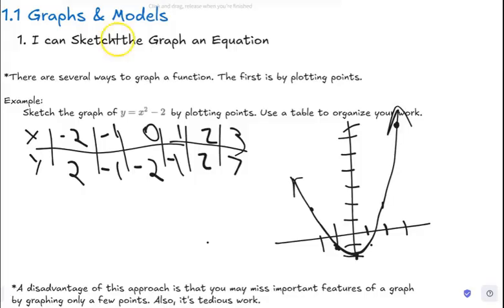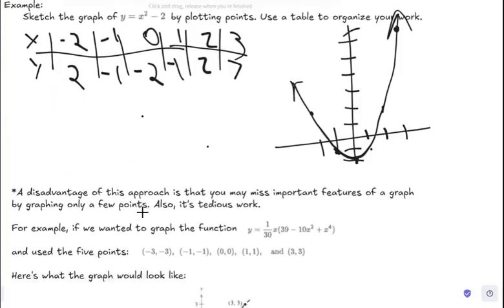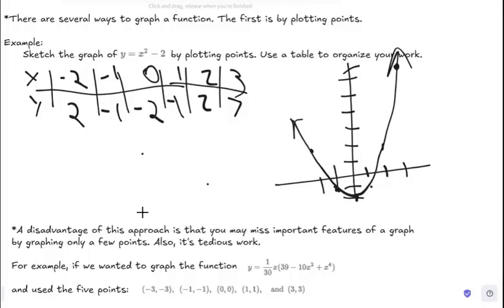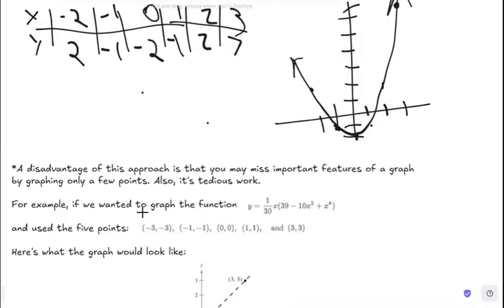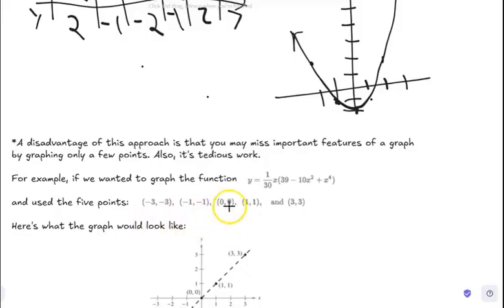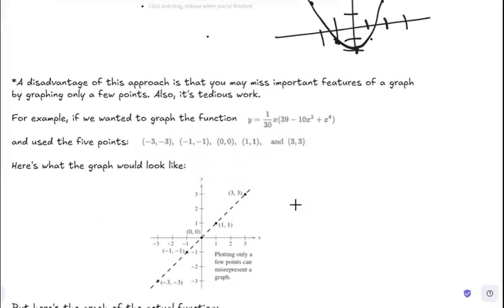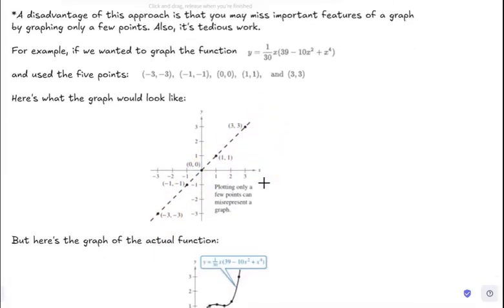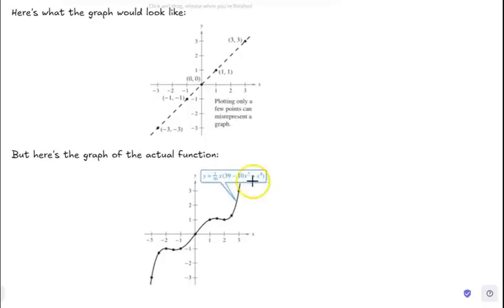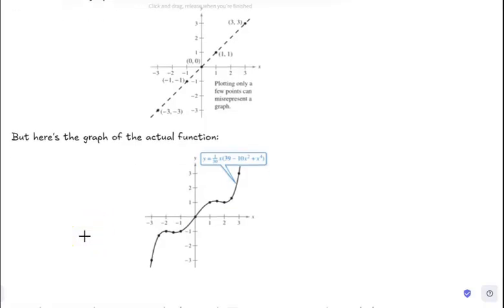Now, the issue with this kind of approach is that you may miss important features of the graph by just plotting points. Also, it can be very tedious. For example, if we wanted to graph this equation, which is a little bit more complicated, plugging in the points would start to get very tedious. But also, if we just picked 5 points like this and we plotted them, it would look deceptive because it would look like the points go into a straight line. However, if we actually graph the function using technology, we'll see that is not what the graph looks like. It actually has some curvature to it as well.